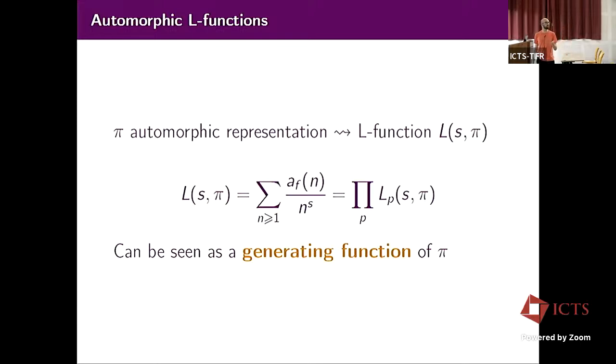And it has a lot of good properties. It can be meromorphically continued to the whole complex plane. It may have specific poles, etc. And it has a functional equation. So that can be seen as a generating function of pi, and often that carries a lot of information about the object itself.